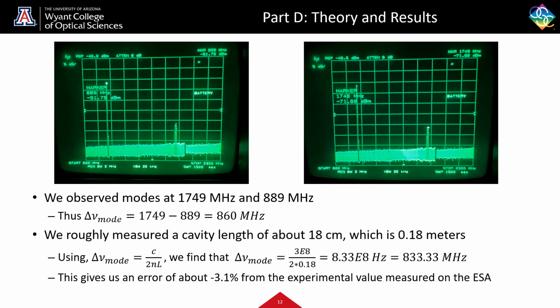We were able to find two modes at 1749 megahertz and 889, giving us a Δν_mode of 860 megahertz, which we have an expected Δν_mode of 833.33 from the previous calculations, giving us an error of about negative 3.1%.